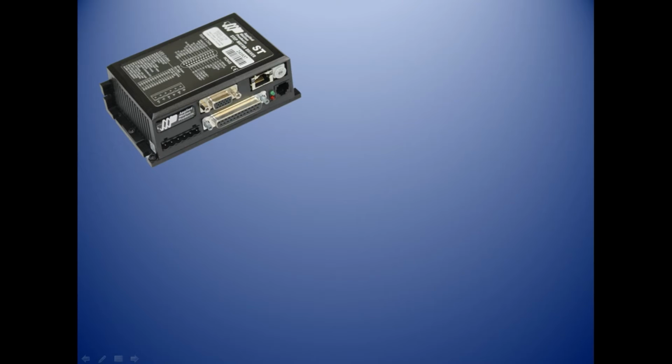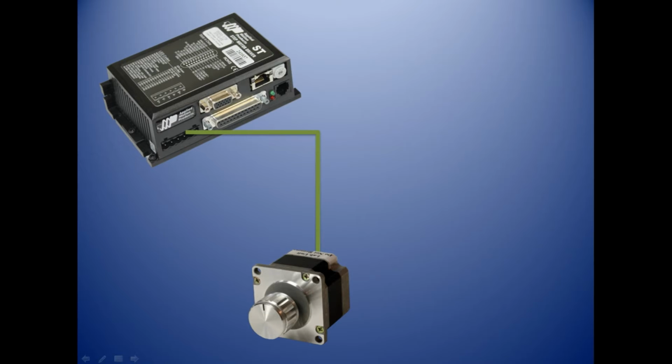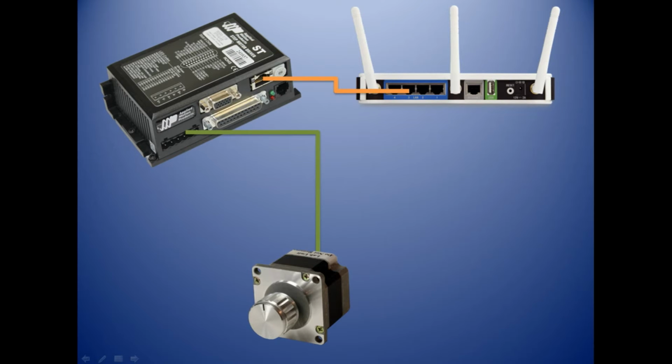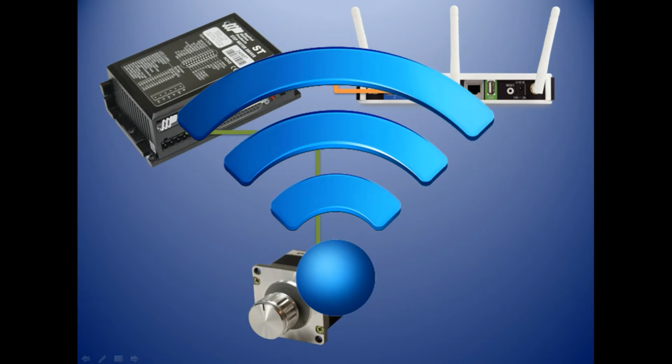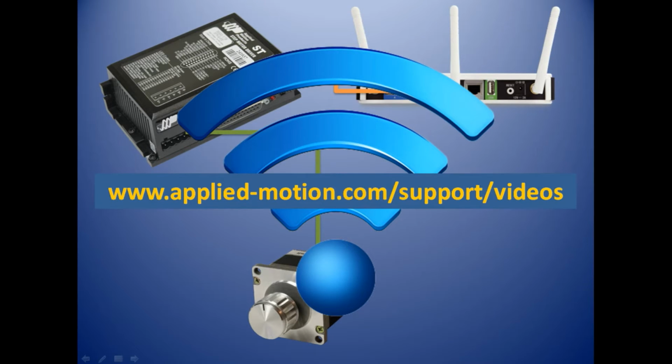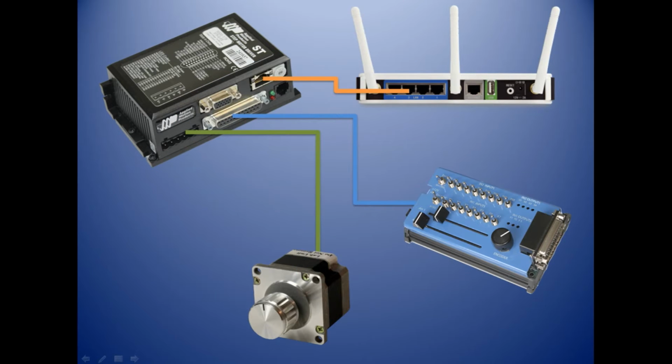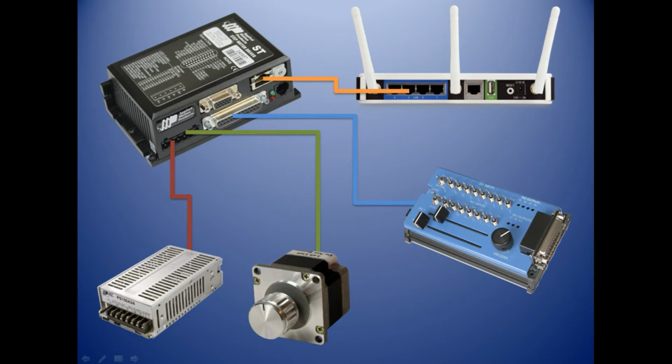The motor connects to the drive by 8 wires, as shown in the hardware manual. The ST10 is connected to my router by Ethernet. My PC connects to the network by Wi-Fi. For more information on all things Ethernet, please watch our Ethernet video at www.applied-motion.com/support/videos. I've also connected my I/O box to the ST's in-out connector. Finally, the ST connects to a DC power supply. Let's leave the drive unpowered until we get the software running.